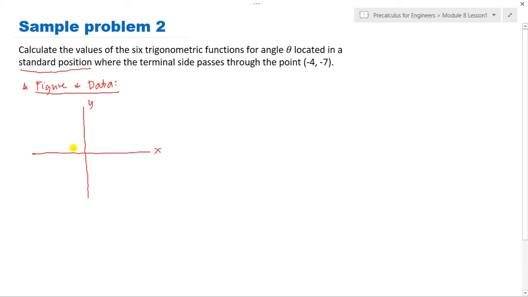Since both the x and y coordinates are negative, that is in quadrant 3. In quadrant 3, all the coordinates are negative. So -4, somewhere here, -4, -7, somewhere here. This one is (-4, -7). Okay, this is in standard position, don't forget that. So the initial side starts here and terminates here. This is your angle theta.